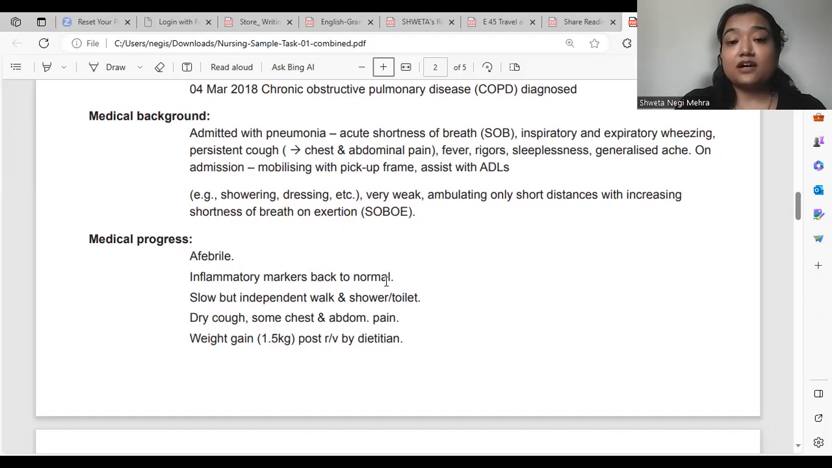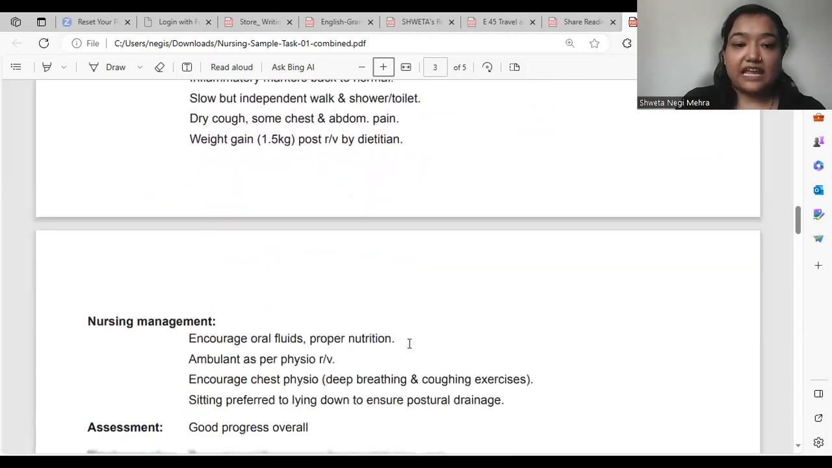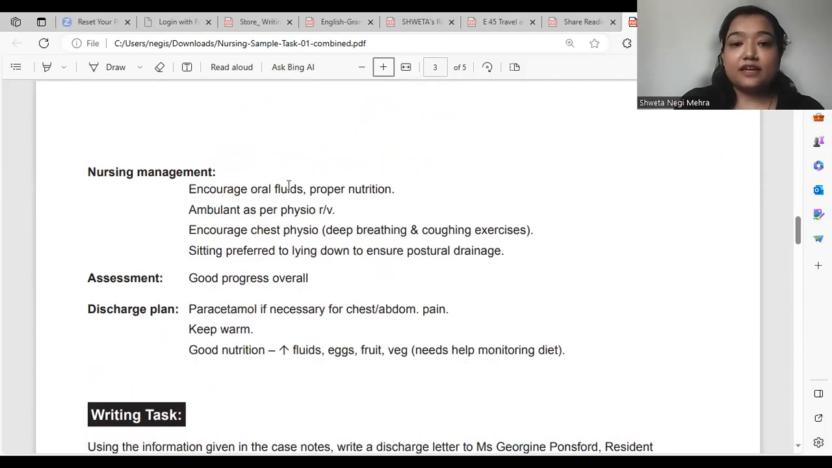So his inflammatory markers are back to normal. He's slow but independent in walking and showering. And dry cough. Thoda, there is some amount of chest pain. There's been a good amount of weight gain after referring him to the dietitian. Now nursing management hai. So these are all the things that you have to take care of for him.